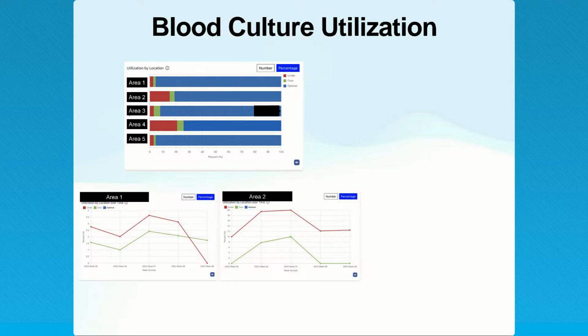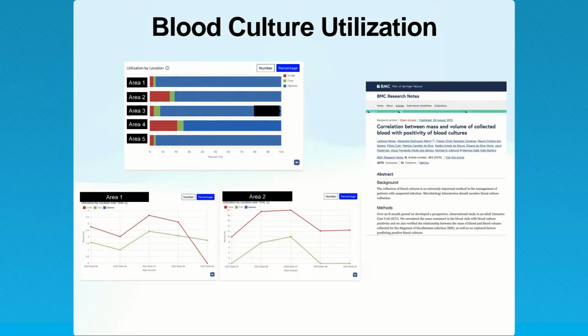In terms of utilization, we then map out individual areas. And what we find is the different areas have very different rates of over, under, or appropriately utilized. You can, again, trend this over time and identify which areas have trouble or not. Now, we know that there is a problem if you under or over collect in terms of outcomes for blood culture positivity. And so we wanted to pick that as our second quality indicator and metric.